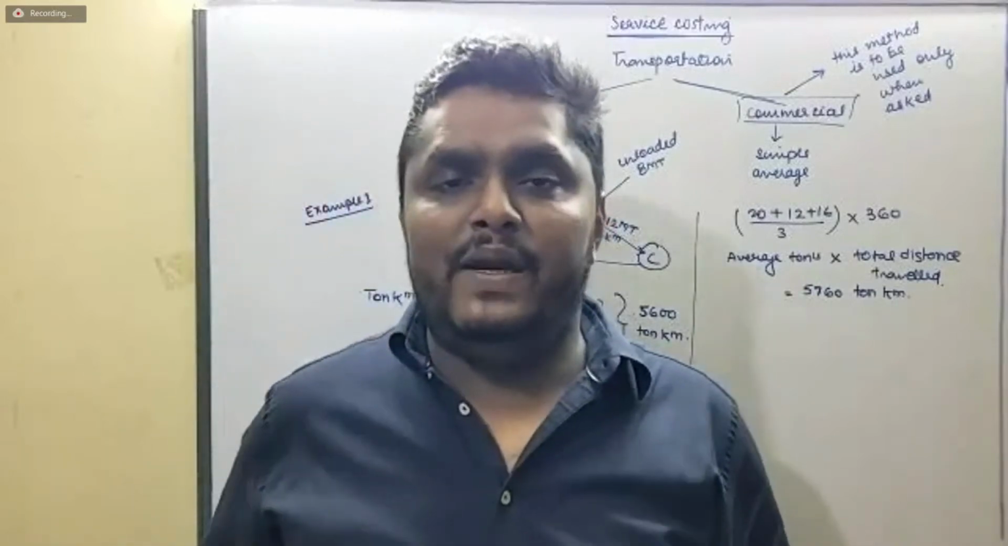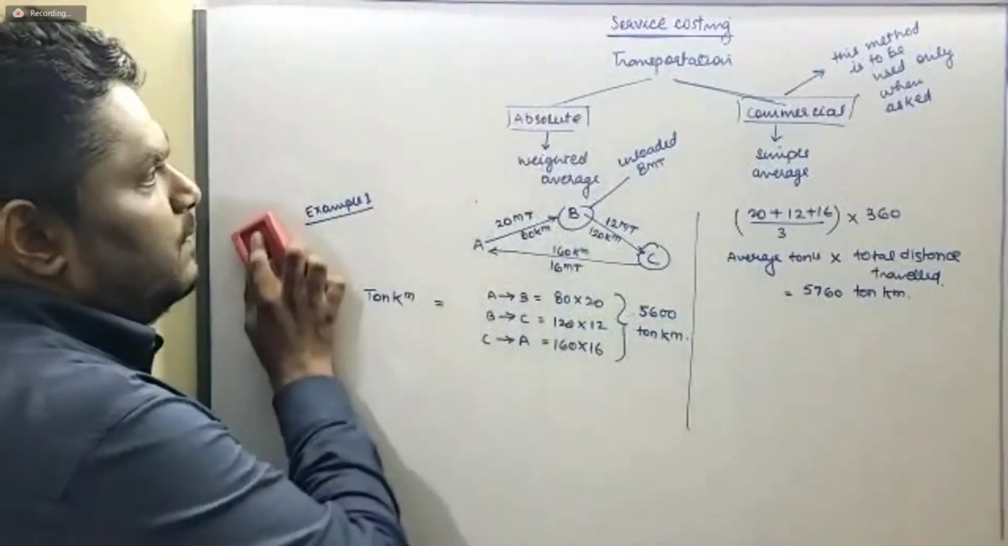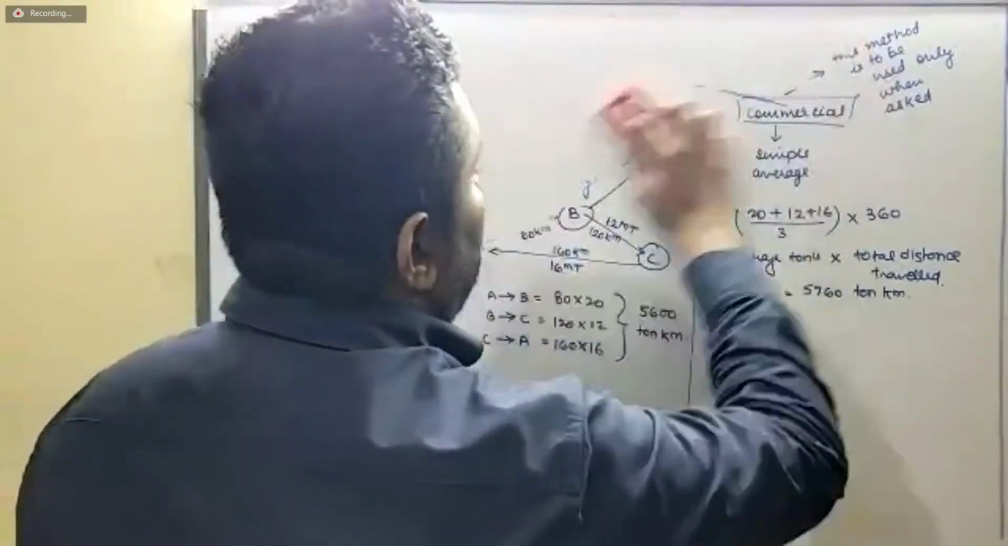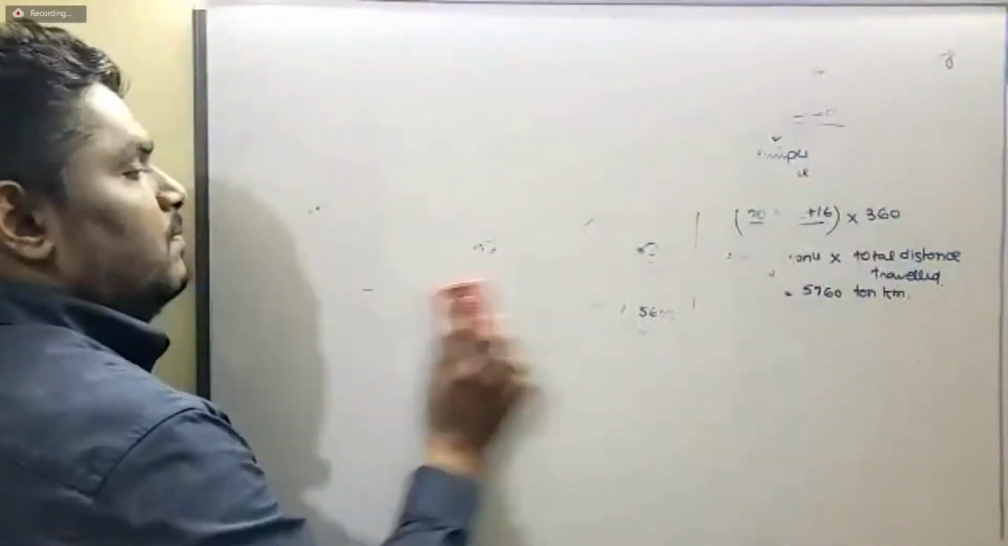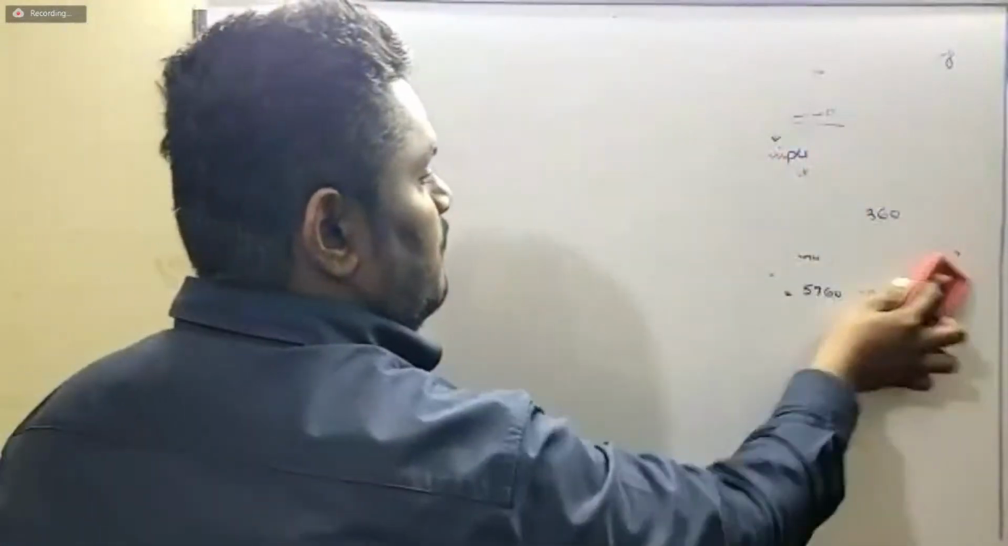Now let's start with example number 2. So now henceforth, if we are solving any question, it will be only the absolute method, not the commercial method. We will be using only the weighted average method. The commercial method is to be used only when asked in the question. So from example number 2 and onwards, we'll be using only the absolute method. So let's start with example number 2.